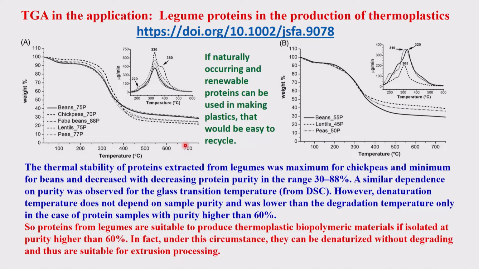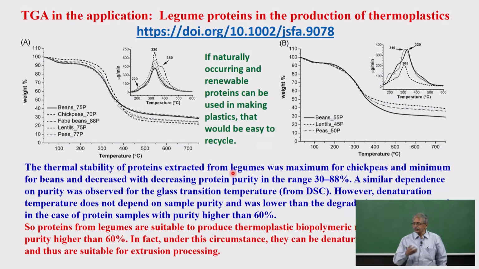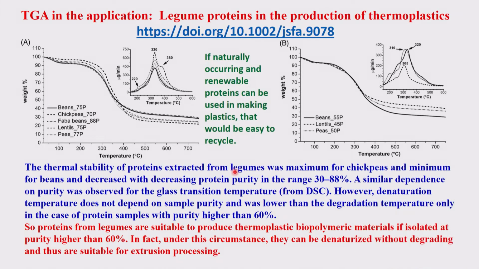So in that, you look at the properties by using the TGA. These are the legumes, like lentils, beans, or chickpeas, where you can extract the proteins called legume proteins. These proteins are later used at a certain purity level. They can give good thermoplastics, and below that purity level the thermoplastic properties will not be good, so they will not be used. That is what is being identified by these experiments.